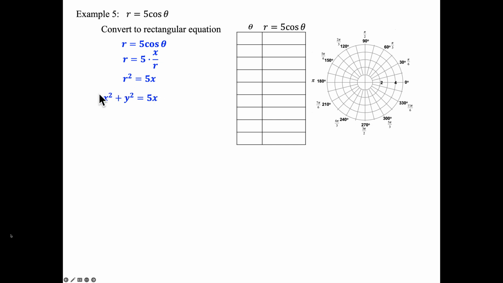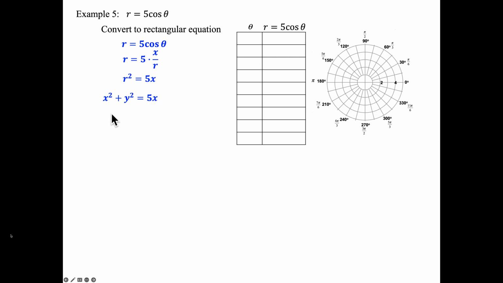And so now, technically, this is a rectangular equation. You could theoretically stop right here because you have everything in terms of x and y. However, what does my equation look like? On a graph, in rectangular form, since I have x squared and y squared, I'm thinking this is a circle.